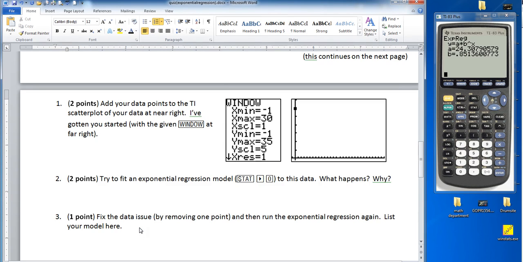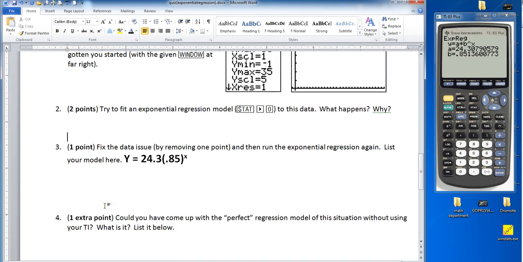My model comes out to be y equals 24.3 times about 0.85 to the x power. I'll make that superscript so it looks a little bit happier. I'll make it nice and bold, and larger so it stands out. There's my model right there.